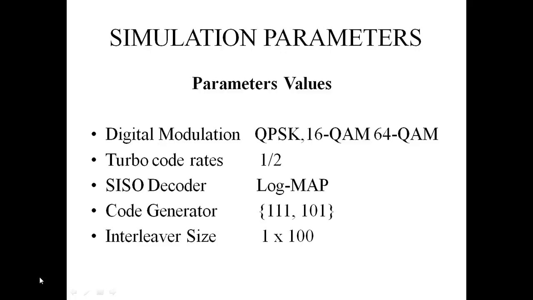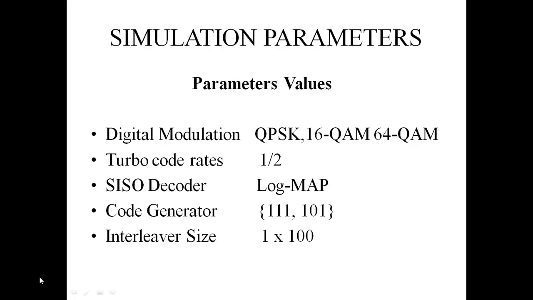And for convenience's sake, we took it as 1/2. The decoder uses maximum a posteriori, that is, log-MAP. The code generator is 111 and 101, and a pseudo-random interleaver is used.